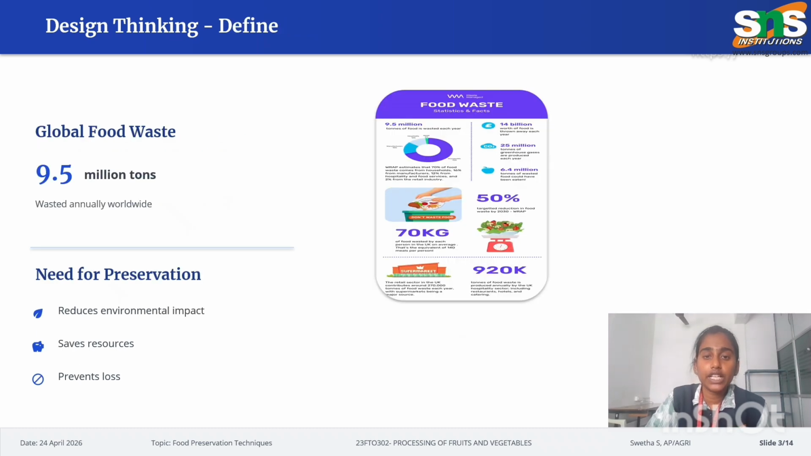So the second stage is define. Approximately 9.5 million tons of food is wasted annually. It comes under the statistics of global food waste. So as food technologists, we have to invent many things to preserve this food and increase its shelf life. What we need food preservation for is to reduce the environmental impact, it helps to save resources for the future, and it helps to prevent losses.